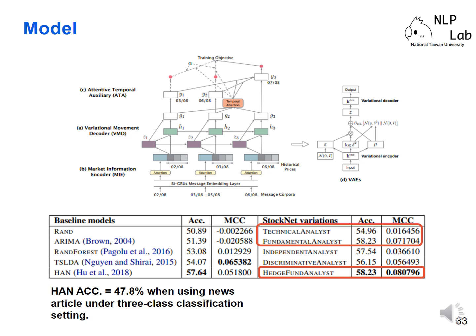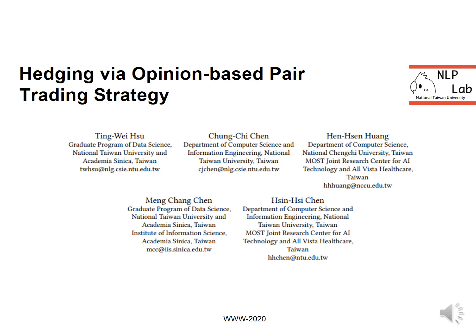In this paper, they use a two-class text setting. Here, I also report the performance of HAN when using news articles and under the three-class text setting in the original paper for your reference. We have one work using the StarNet dataset proposed by Xu and Cohen. We experiment on the pair trading setting in this dataset with several models.